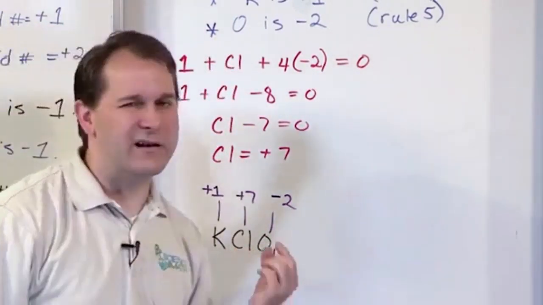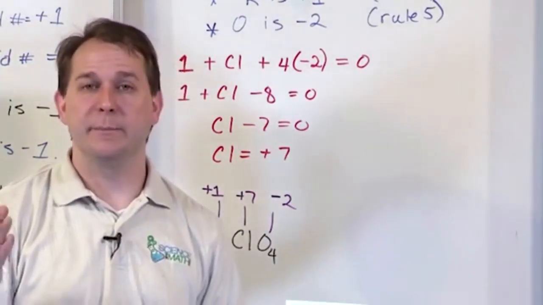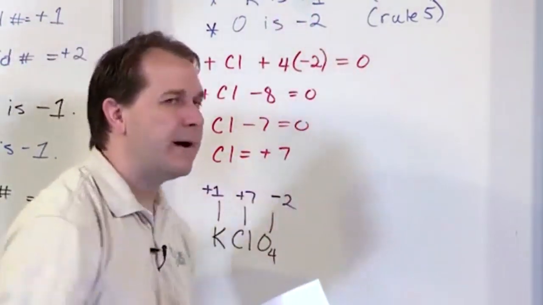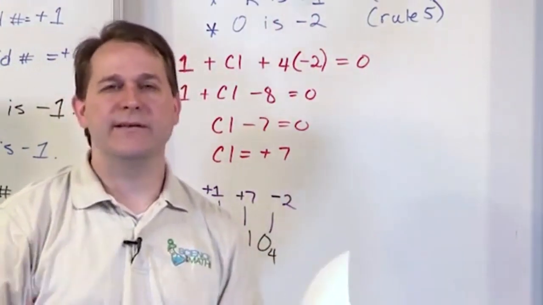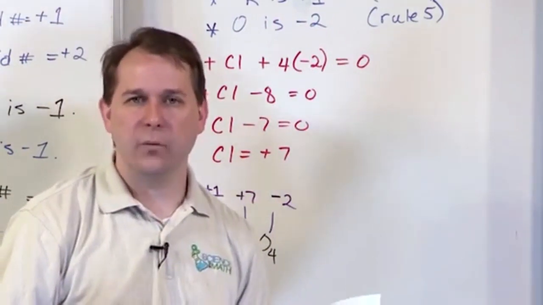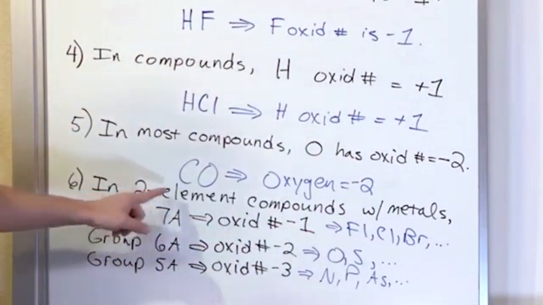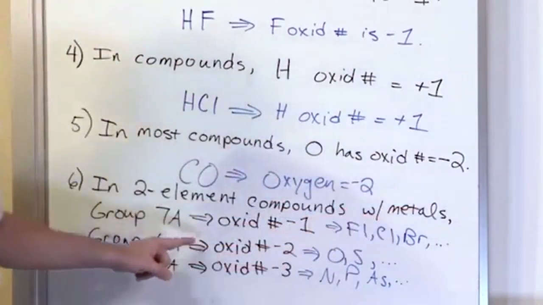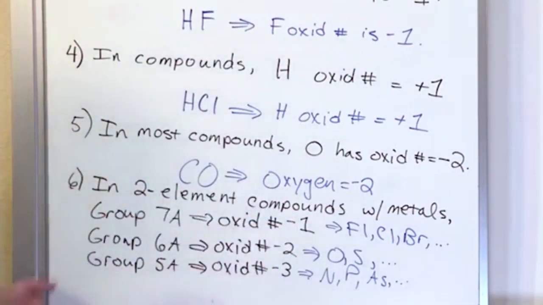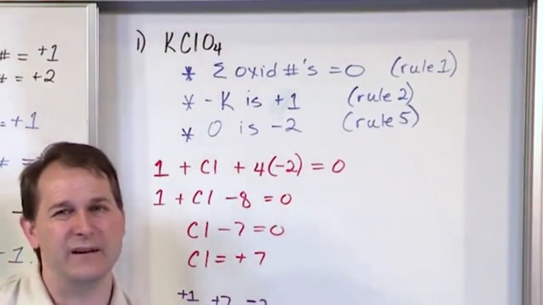So let's see what's the wow factor here. We found that chlorine has an oxidation number of +7. That is nothing like what we would guess from looking at the periodic table. In the periodic table, chlorine sits way on the right-hand side, right by the noble gases. And in previous sections of this class, we've talked about how chlorine likes to have a charge of -1 because it's right next to those noble gases. In fact, we can see that down here in two-element compounds with metals. Group 7A, which includes chlorine, likes to have a -1. But number one, this is not a two-element compound. This is a three-element compound, so that doesn't apply anyway.